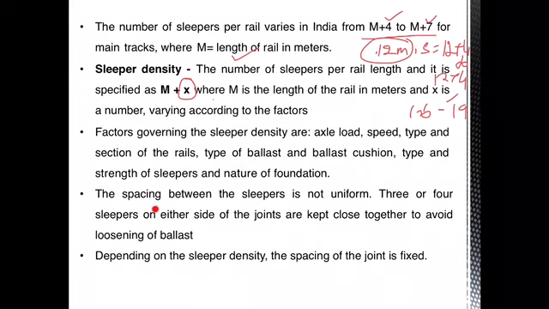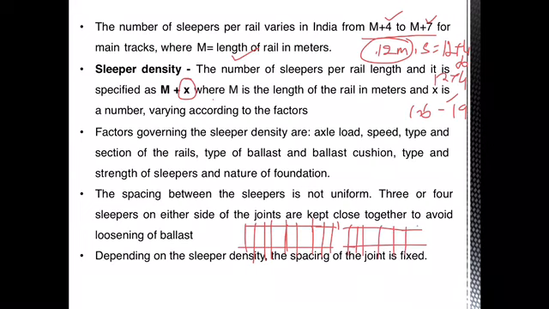The spacing between the sleepers is also not uniform. Throughout the length of the track we don't provide uniform spacing. Usually 3 to 4 sleepers on either side of the joints are kept close together. How does it work? See, this is my first rail section. We have a joint at this point and it is continued with the next section. Usually in the middle the equal spacing is maintained, but close to the joints, 3 to 4 sleepers are placed at closer spacing.